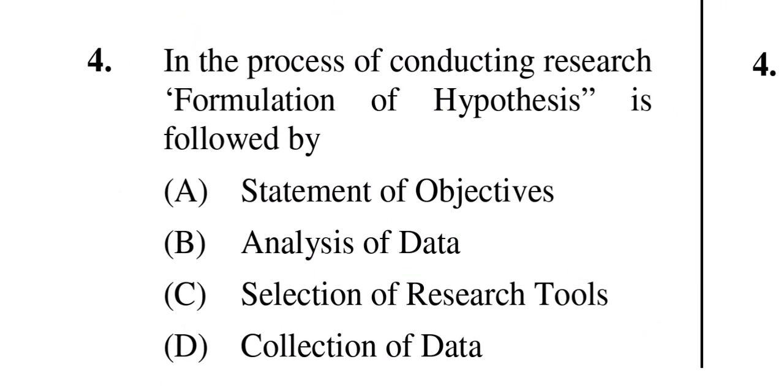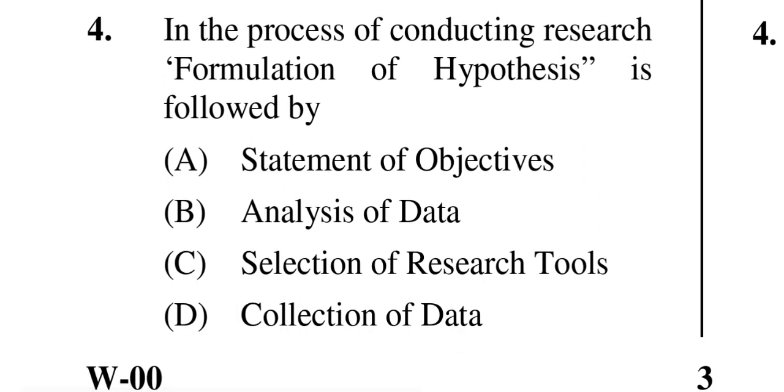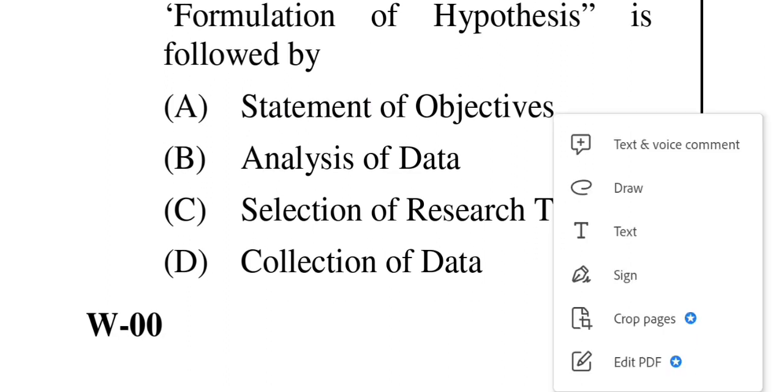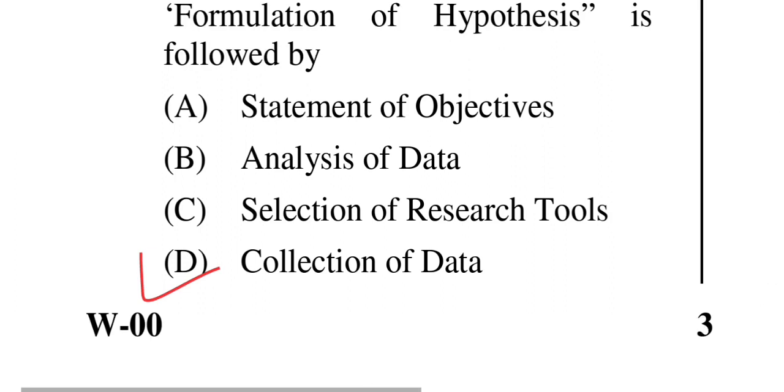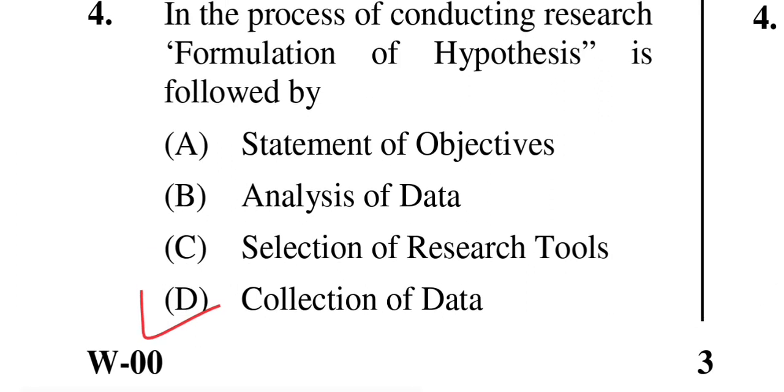Number four says, in the process of conducting research, formulation of hypothesis is followed by what? So in research, hypothesis is a must, especially in field-based research. And so it is followed by what? Statement of objectives, analysis of data, selection of research tools, collection of data. Correct answer will be, in the process of conducting research, formulation of hypothesis is followed by collection of data. Without collection of data, you cannot progress or develop or grow in research.